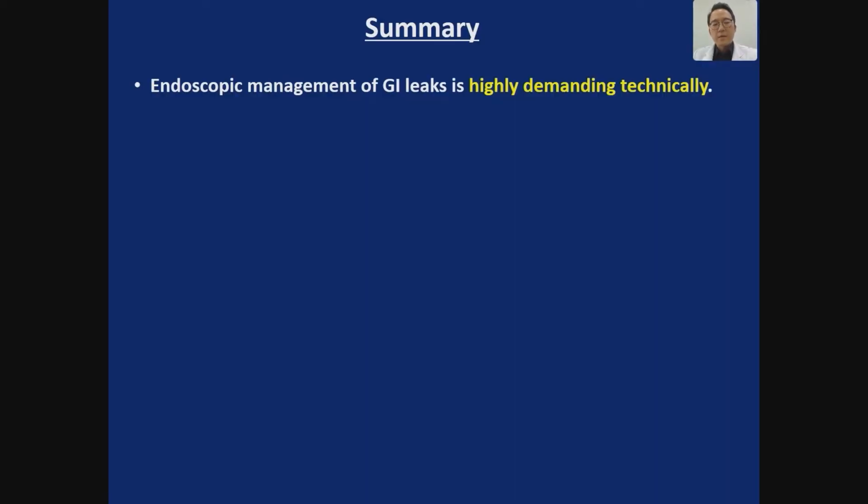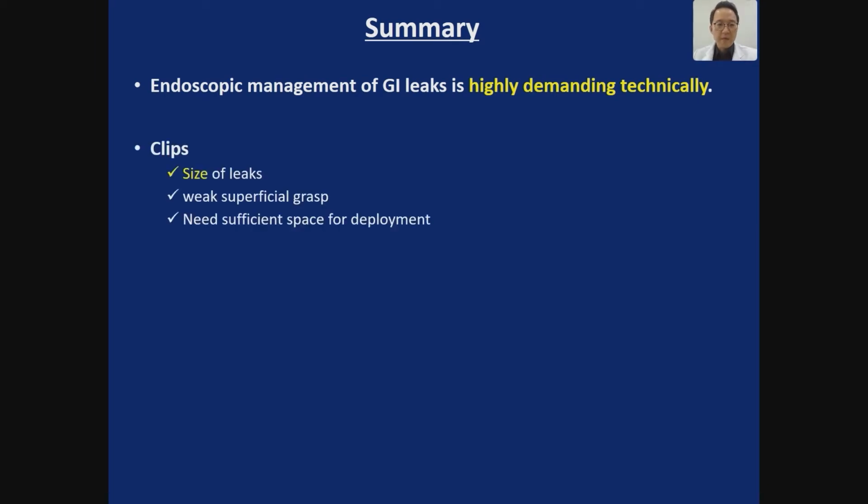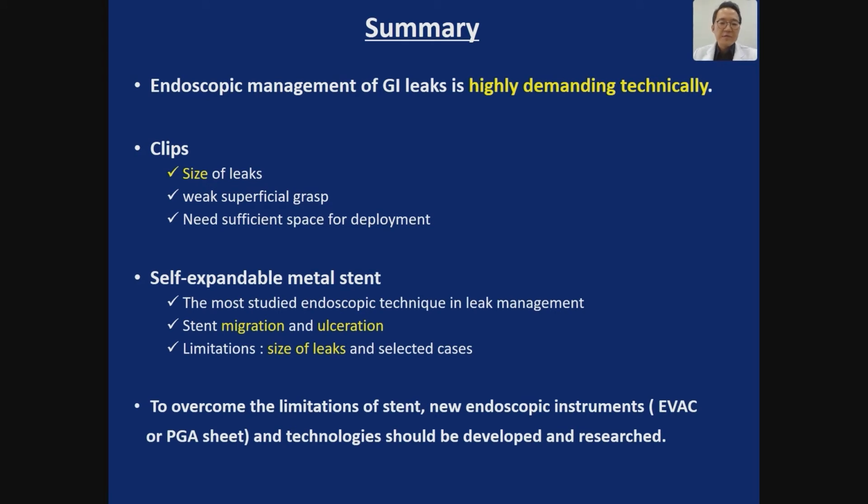Well, let me summarize today's talk. Endoscopic management of leakage is highly demanding technically. We can use a clip, but clips have many limitations: the size of the leakage, a weak superficial grasp, and the need for sufficient space for deployment. We can use a stent, the most studied endoscopic technique in leak management, but there are limitations like stent migration and ulceration of the proximal edges of the stent. And size is also a limitation for managing the leak with a stent in some selected cases.